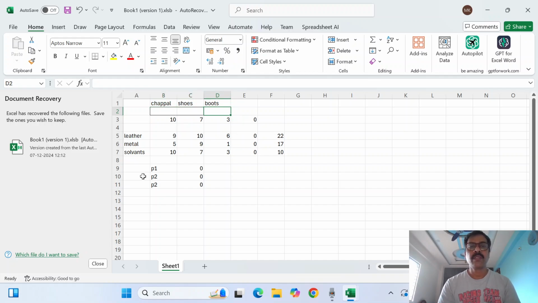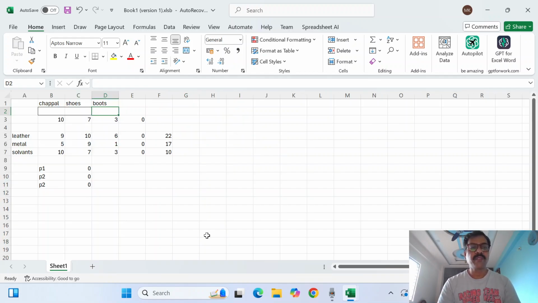I'm going to make use of a particular example. In this demonstration, it is about optimizing the profitability while producing some set of goods. Here in this worksheet, I've got a model scenario. I need to optimize the production of chappals, shoes and boots using a certain set of resources called leather, metal and solvents. So I need to produce 10 units of chappals, 7 units of shoes and 3 units of boots.